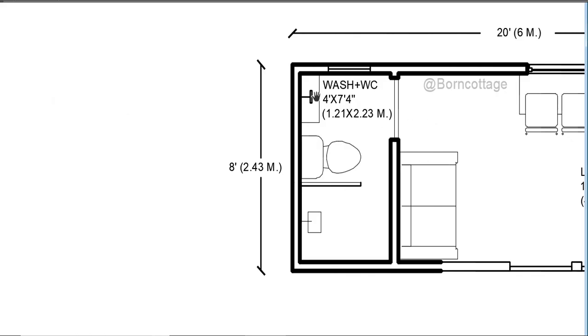After that we'll go on the left side, so we have common use washroom plus water closet. You can see here the wash basin, water closet and the shower area, and we have ventilator for ventilation of this washroom. So this is the floor plan of the house you are watching on the screen.